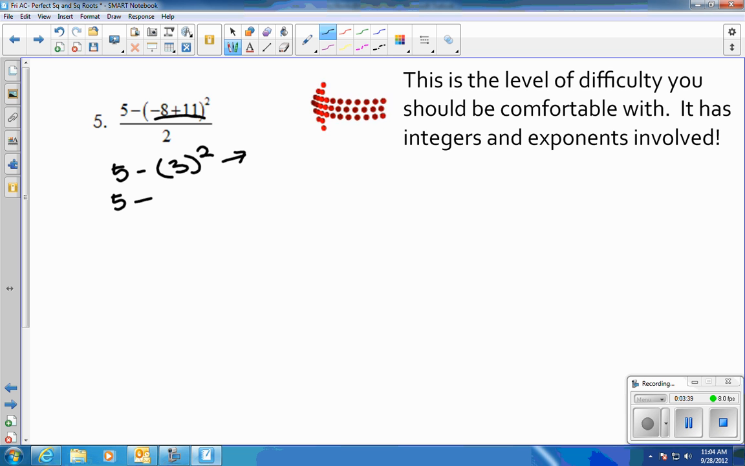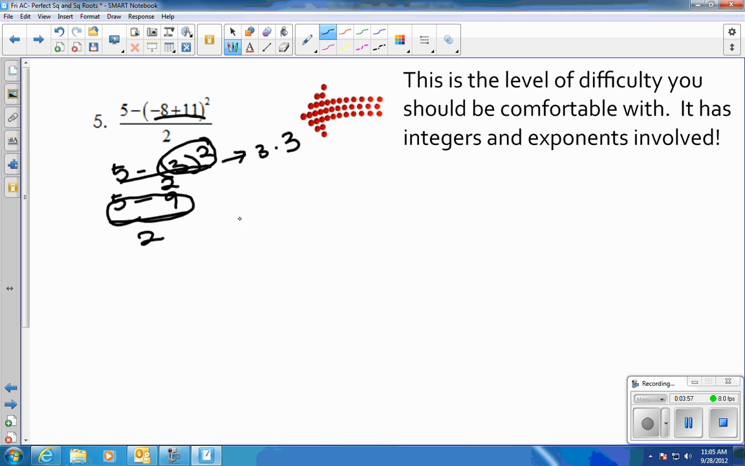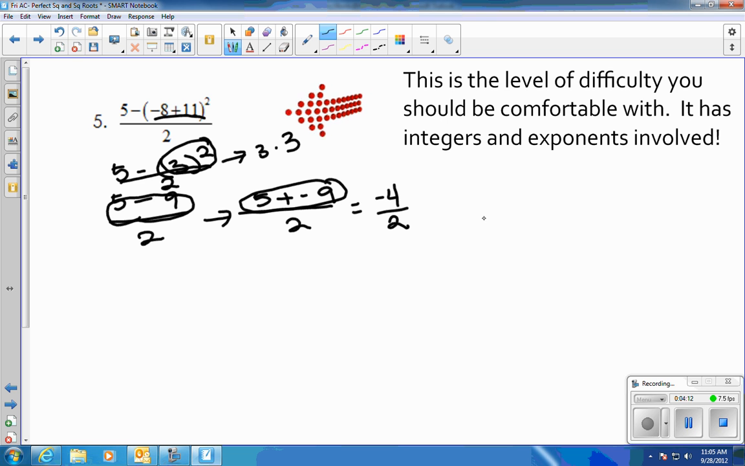Now the exponent is touching the parenthesis, so everything in the parenthesis gets squared. So this means 3 times 3, which is 9. Okay, and don't forget that this whole thing was divided by 2. So this was the step I just did. Now I'm going to do the 5 minus 9. It's probably a good idea to do your add the opposite so that you don't mess up with the integers. So 5 plus -9 is -4. This was the step I just did. And then -4 divided by 2 is -2.